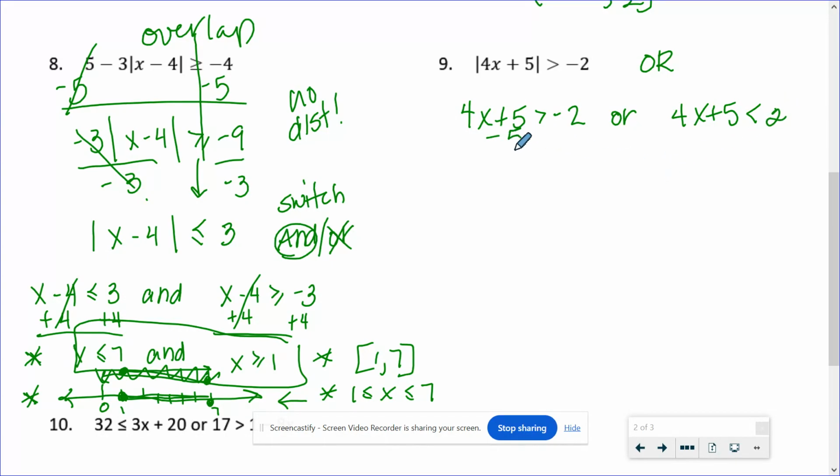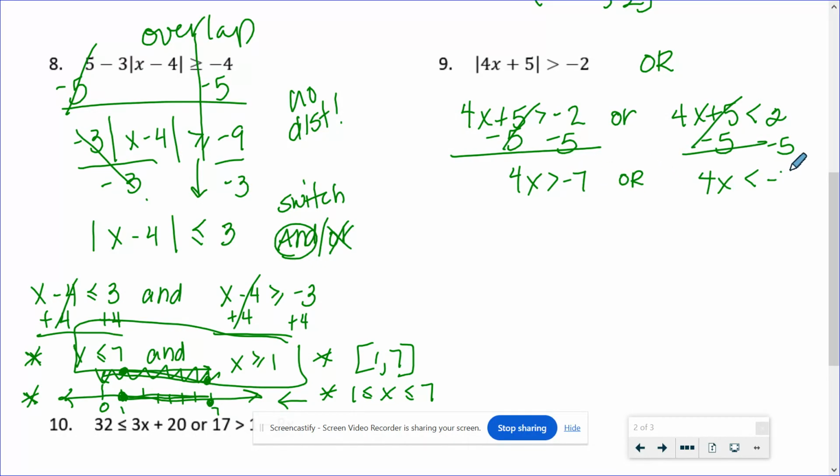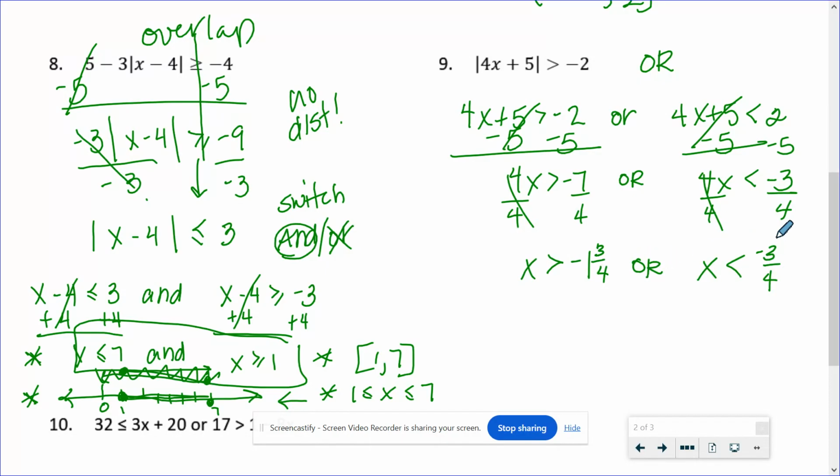So I'm going to go ahead and subtract 5, subtract 5, subtract 5. So 4x is greater than negative 7, or 4x is less than negative 3. Divide by 4. And it looks like x is going to be greater than negative 1 3/4, or x is also anything less than negative 3/4, and it's the union because we are trying to find one or the other, so the union of the two. So let's see, what should my number line look like?